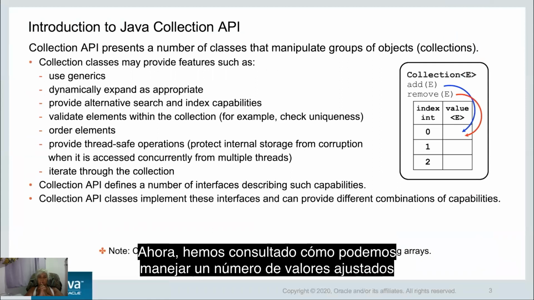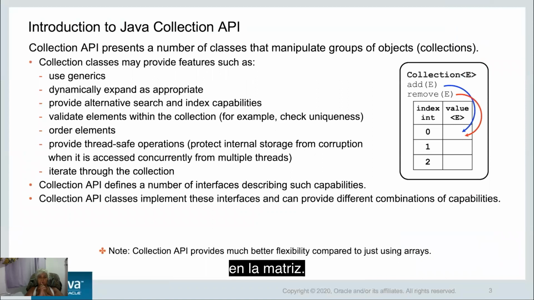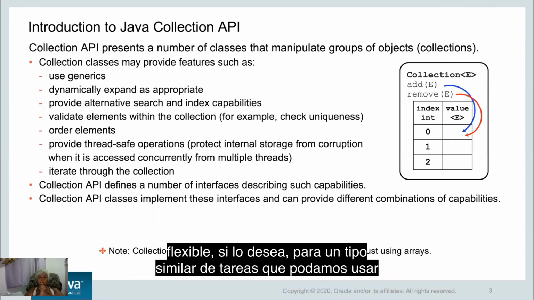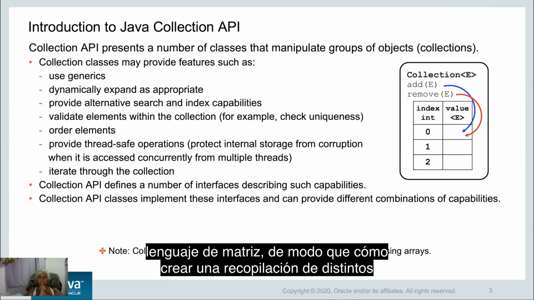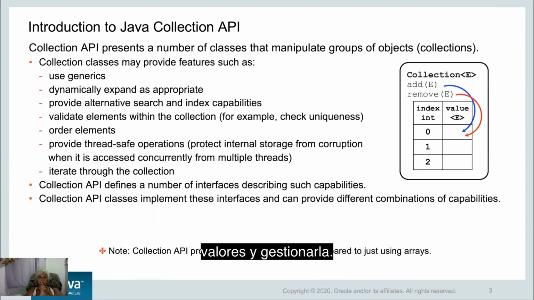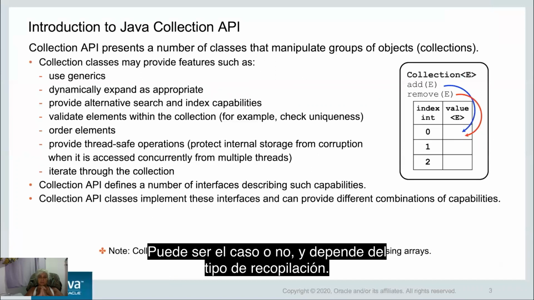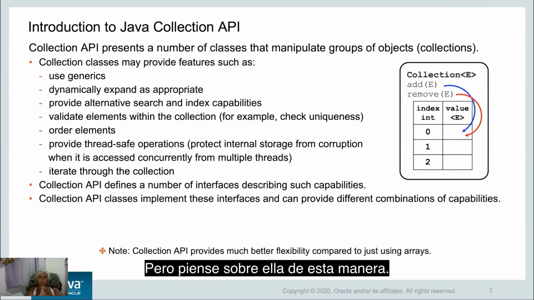Now, we've looked at how we can handle a number of values wrapped up in an array. Well, the collection API provides much more flexible automation, if you like, for the similar type of task that we could use an array for. So how to create a collection of different values and manage it. I would not say that a collection is actually physically using arrays inside. That may or may not be the case, and it depends on the type of the collection. But think about it this way.